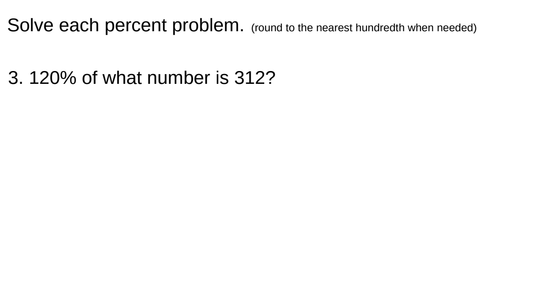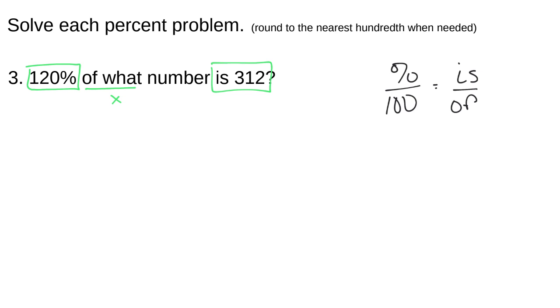Let's try one more. Again, because we see the words "is" and "of," we're going percent over 100 equals is over of. Let's see if we can find our parts. First up, I see 120 with a percent sign, so I know that's a percent. Of what? There's my X. And is 312, so there's your "is." Let's put them where they go. 120 is the percent. Is 312, of is my X.